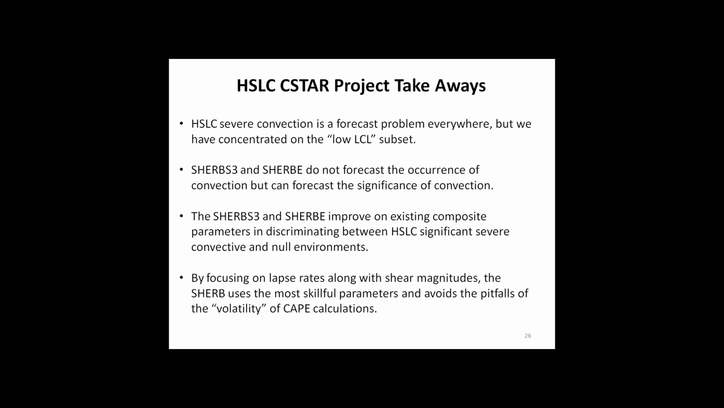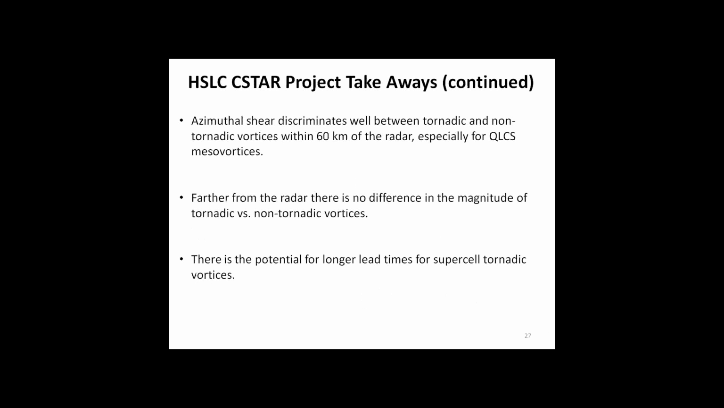But what they're for is that once we do expect convection to happen, they can help forecast the significance of the convection. And the Shear B3 and the Shear B improve on existing composite parameters, discriminating between high shear low LCL, significant severe convective, and null environments. And the key thing of these parameters is they focus on using lapse rates of shear magnitude rather than CAPE, which other composite parameters, such as the tornado parameter, use. And this CAPE calculation can be volatile, with different errors possible. Using lapse rates is found to be a little more robust in these types of environments.